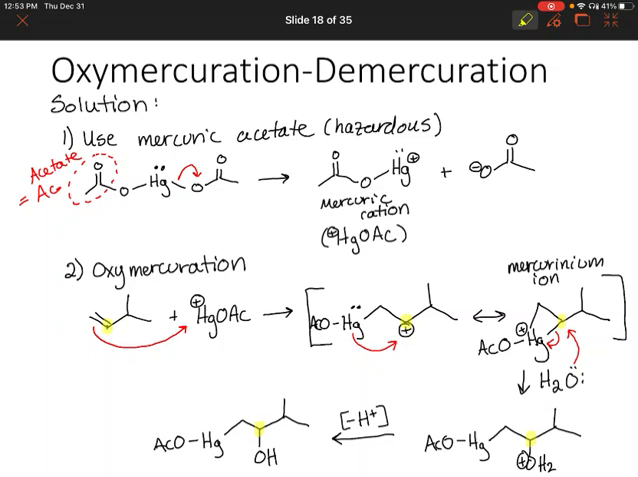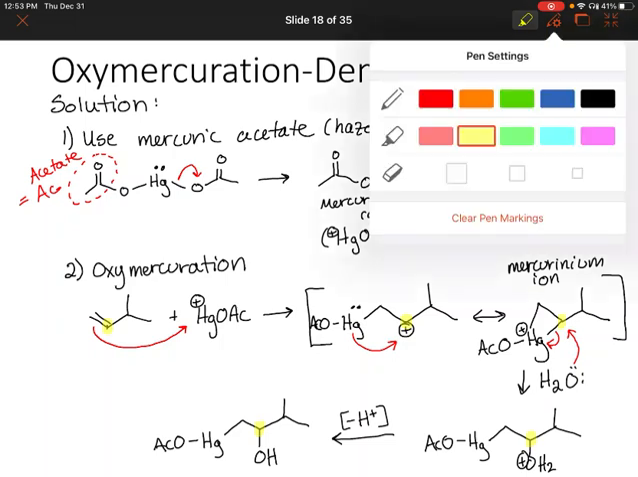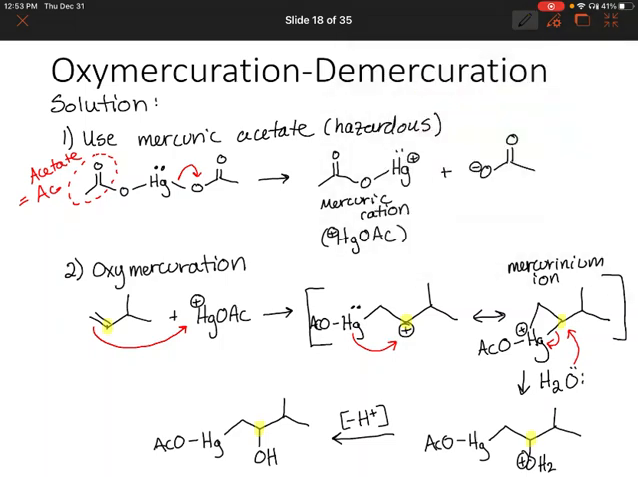Okay, so now in the very last step of this process, we're going to perform demercuration. So I'll just add a little 3 here. Demercuration. And in order to do that, we're going to use a molecule called sodium borohydride. So that's NaBH4.